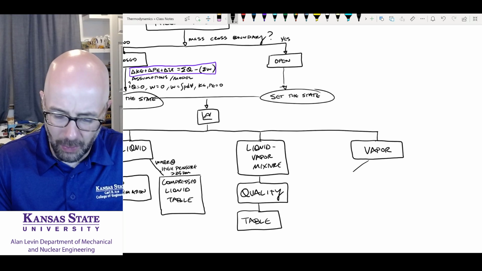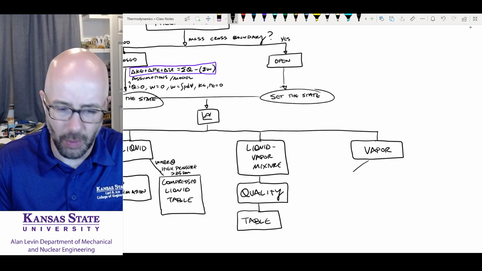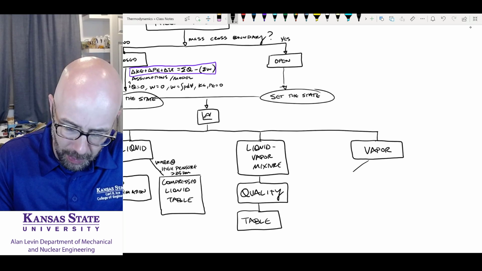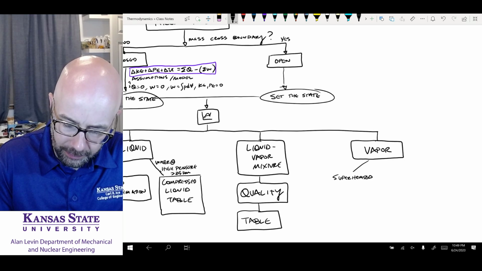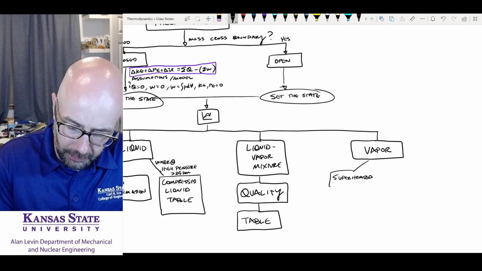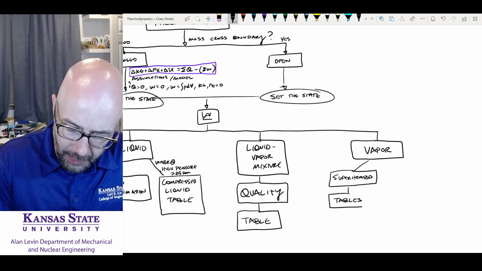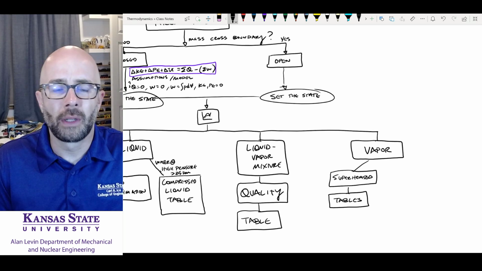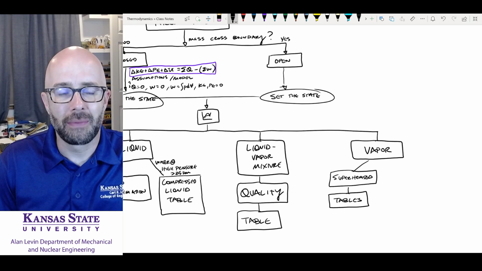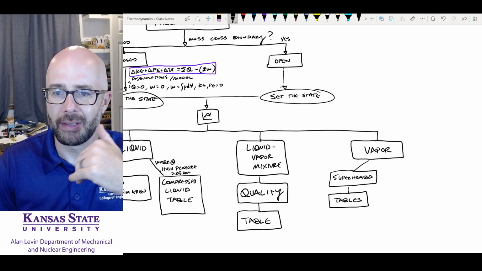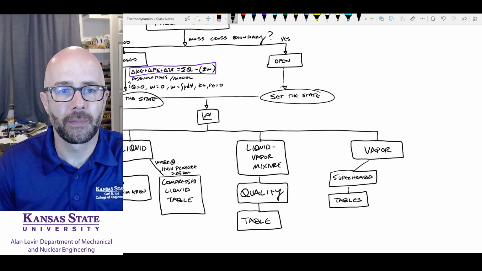If we have a vapor, one of our first choices is we say, well, it's superheated. And we're going to go to the table. Okay. We're going to do this for the same things that we did for our liquid vapor mixtures. Water, ammonia, propane, R134A, R22. We're just going to say it's superheated. We're going to go to the tables.